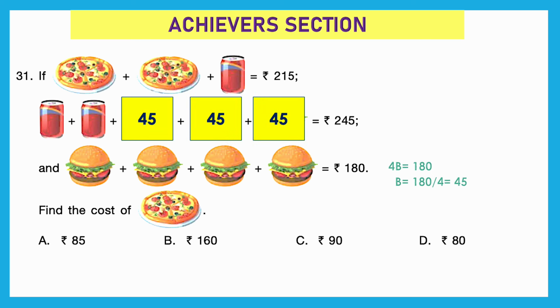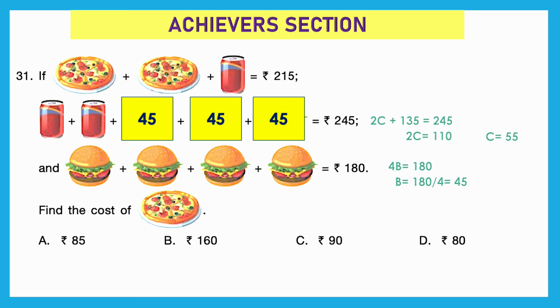So now what do we get? We get that 2 cans, I'll write cans as C, 2C plus 135. How do we get 135? It's 45 plus 45 plus 45, is equal to 245. Okay. So 2C plus 135 is equal to 245. Now what would be 2C? 2C would be 245 minus 135, which is equal to 110. Now if 2 cans equal to 110, so 1 can will be equal to 55 rupees.